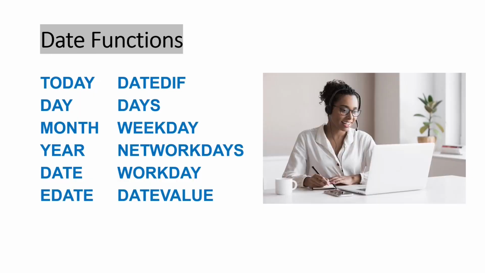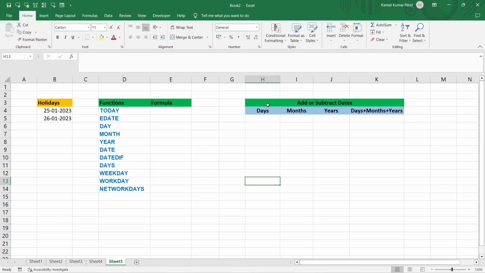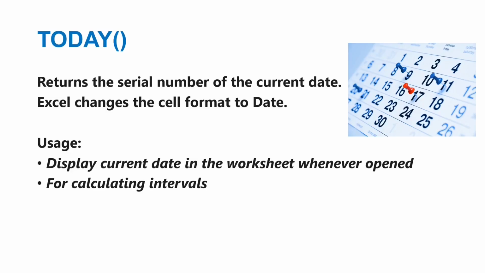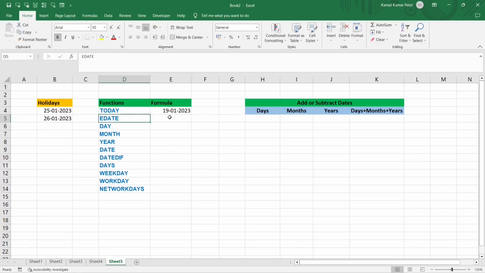These functions we'll see. Also, we'll see how to add or subtract days, months, or years from a given date. So let's start with the TODAY function. This function returns the serial number of the current date, which is today's date. Whenever you open your worksheet, it will display the current date of the system. Let's check: equal to TODAY, enter. It shows 19th January 2023, which is today's date.